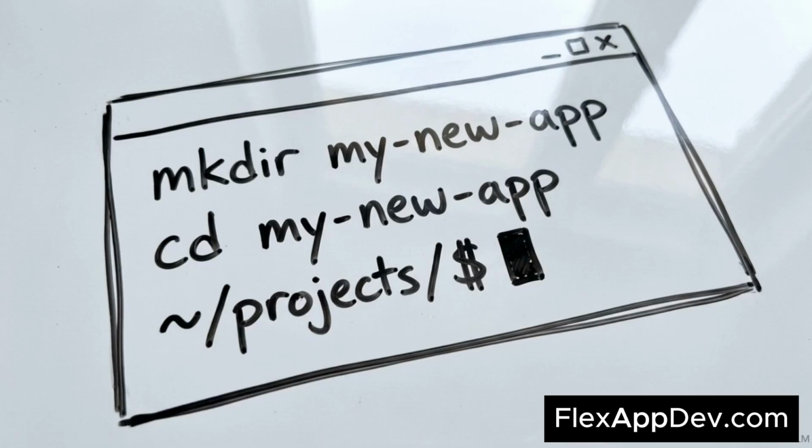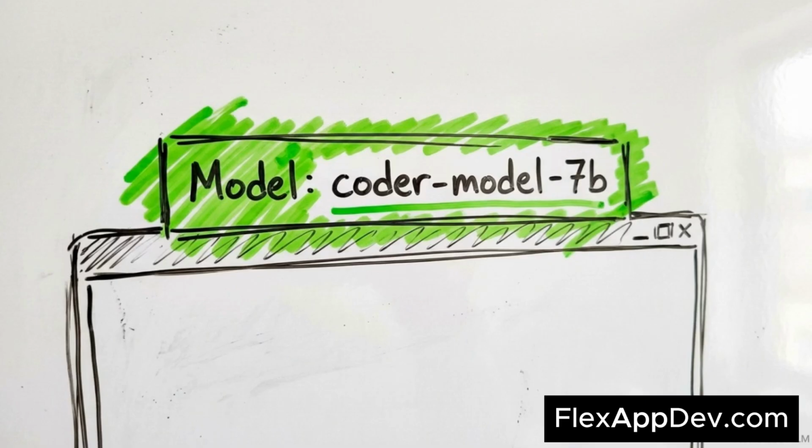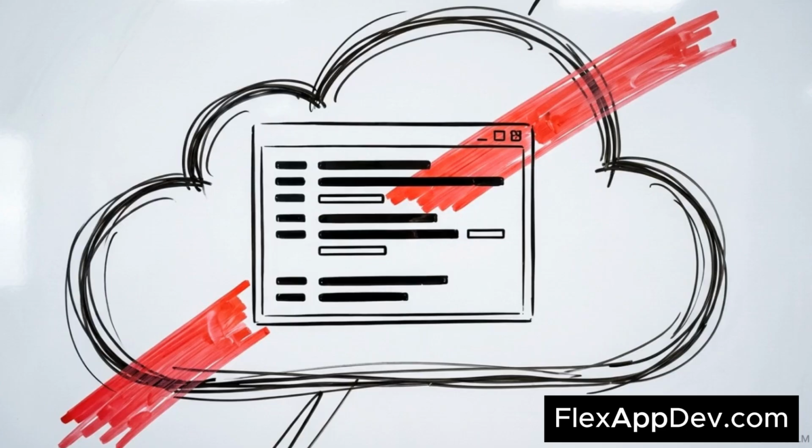Before activating the agent, use your terminal to navigate into a new, empty folder where you want your project files to live. Launch the agent using the command Claude, followed by a -m flag, and then the exact name of the local model you downloaded through Ollama. Look at the top of your terminal window. The header should display your local model's name, confirming that the bypass protocol worked and Claude is no longer using the cloud. Now you can give the agent its first task.